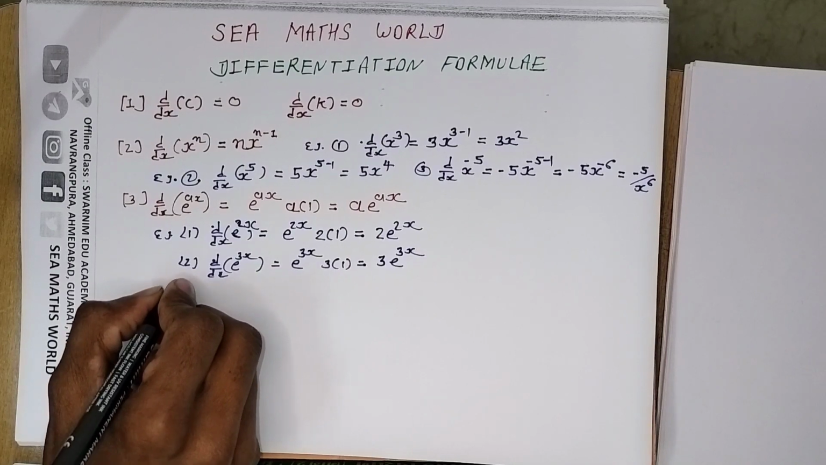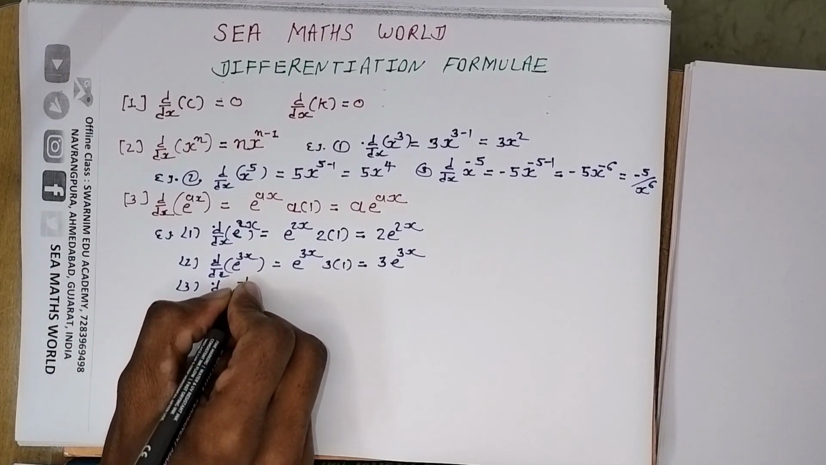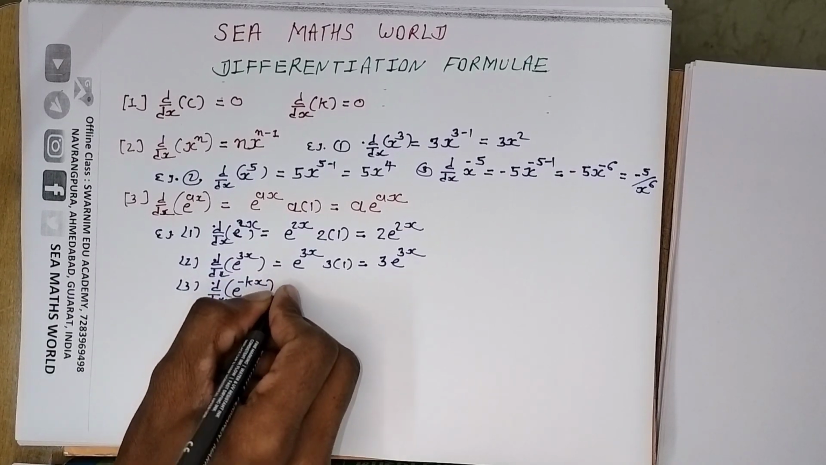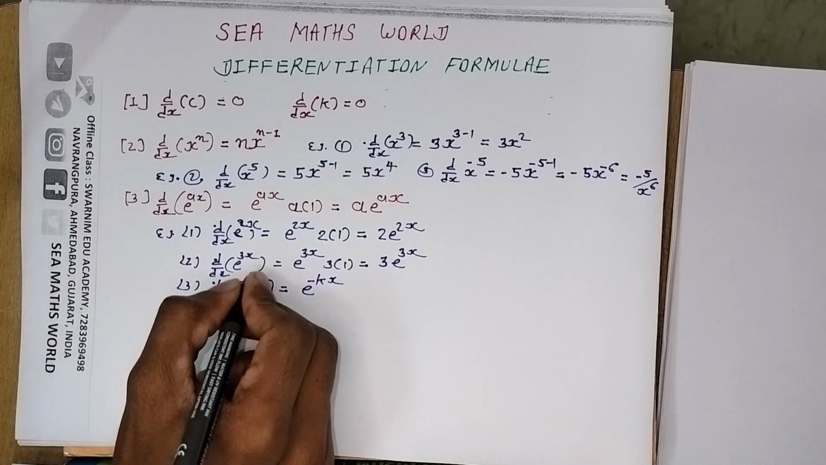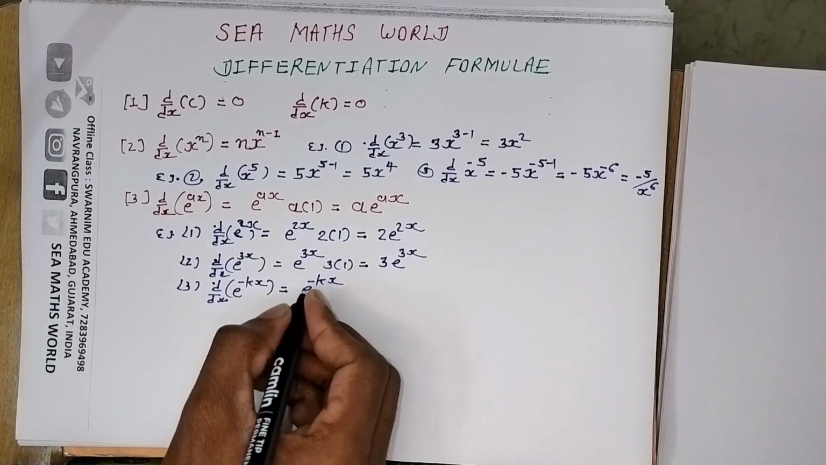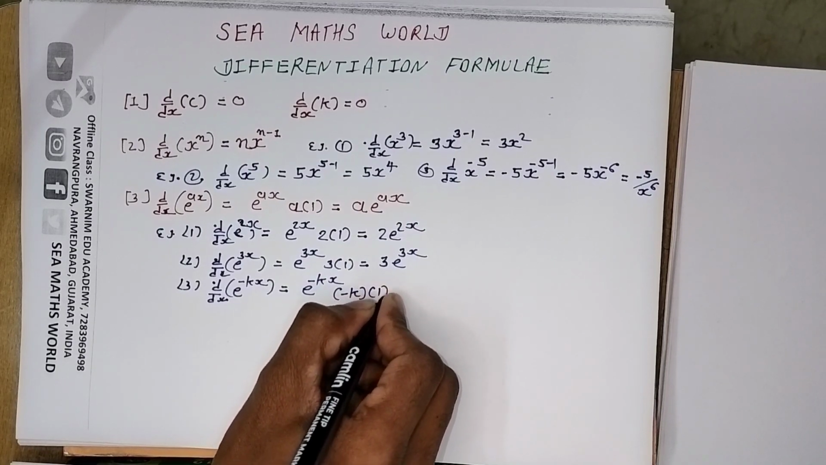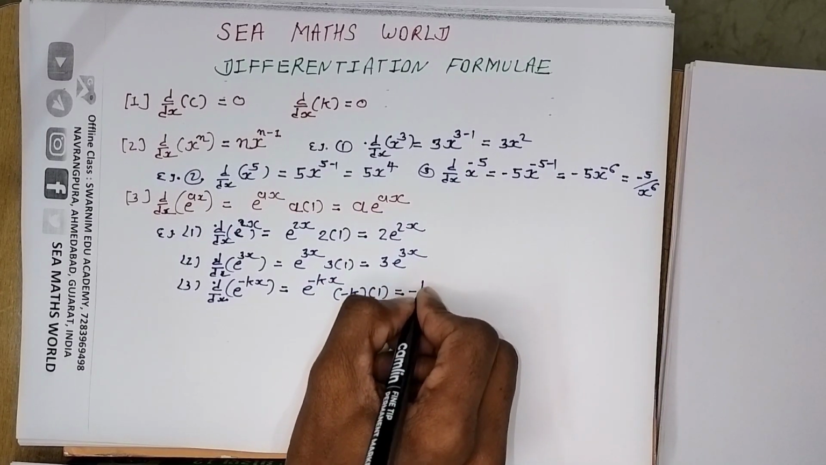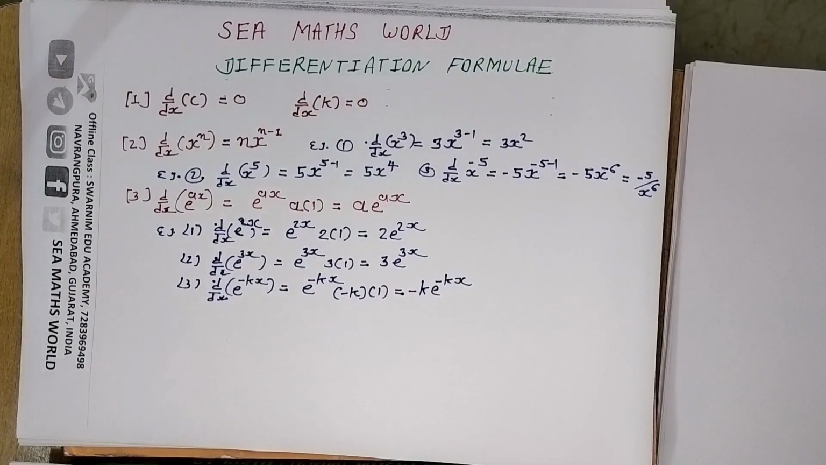I am taking one more example. Differentiation of e raised to minus kx. Okay, so as it is e raised to minus kx, then differentiate the power. Here is minus kx, so minus k constant as it is, and x differentiation is 1. So finally minus k e raised to minus kx.